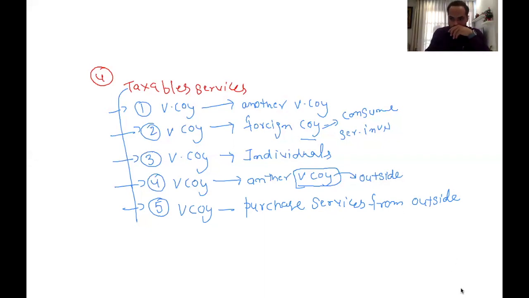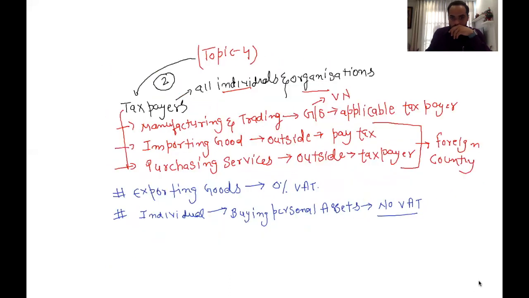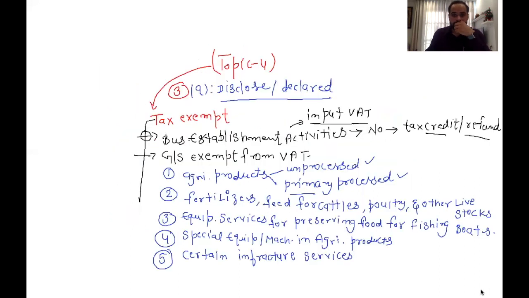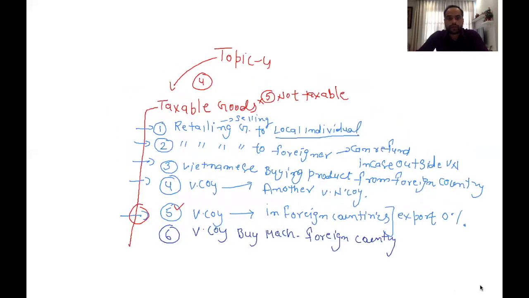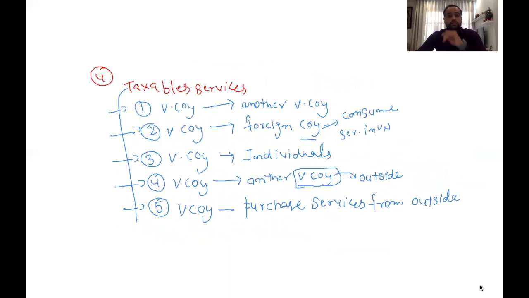Here we discussed the introduction, then taxpayers, tax exemptions on the items of goods and services that need to be declared, and the items that we don't have to declare. And then taxable goods and services. So that's all for part one. In part two, we discuss tax rates, tax methods, which are the direct method and credit method, and we also talk about the administration system in Vietnam. So that's all about this session.